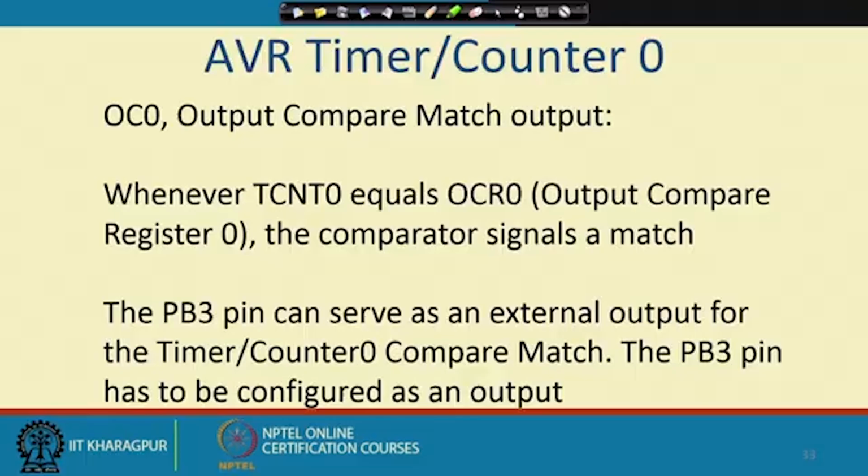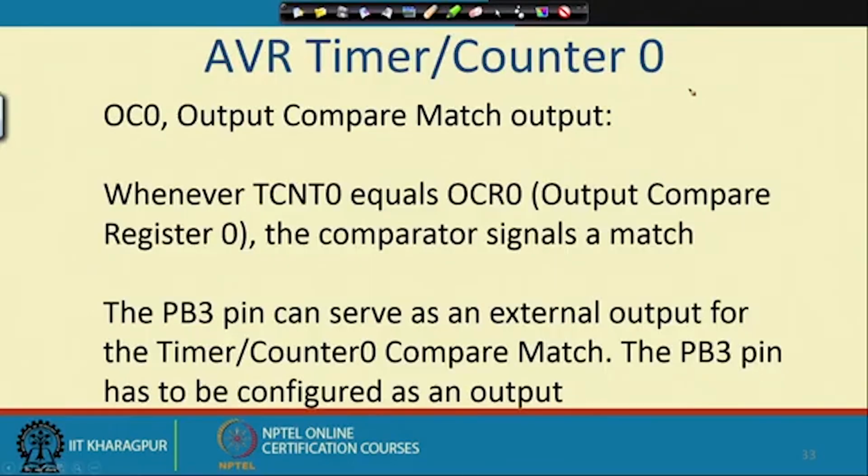AVR timer counter 0. It is an 8-bit timer, and if the clock source is external, it will act as a counter. And the very important feature that it has is the output compare match. Basically, when the counter is operating, you can have some intermediary values at which you want to determine a match.